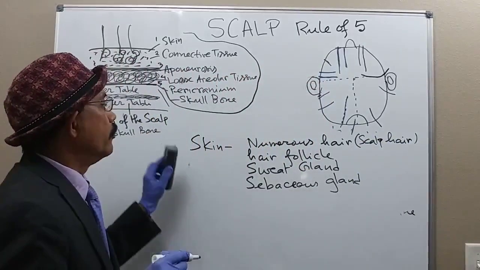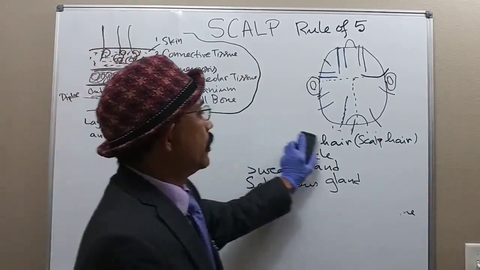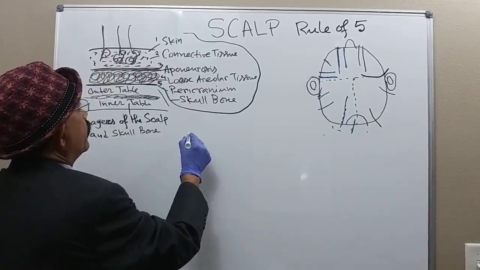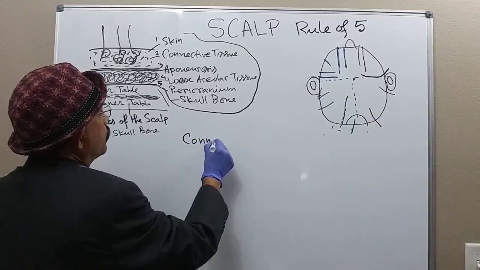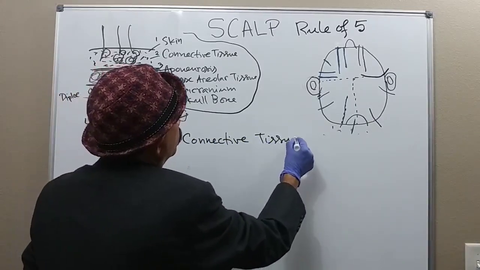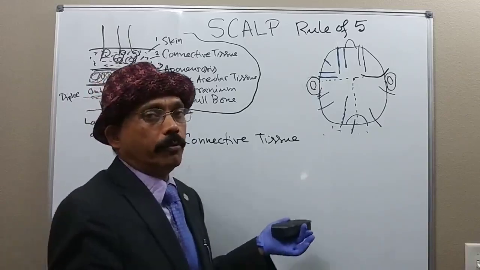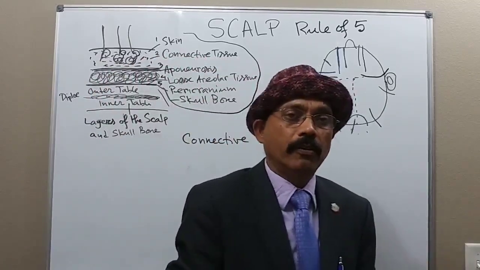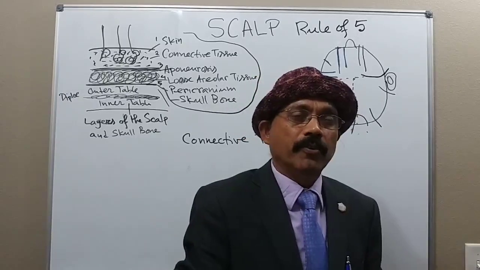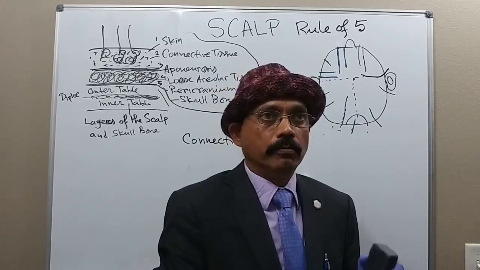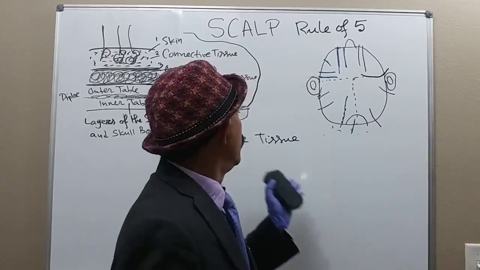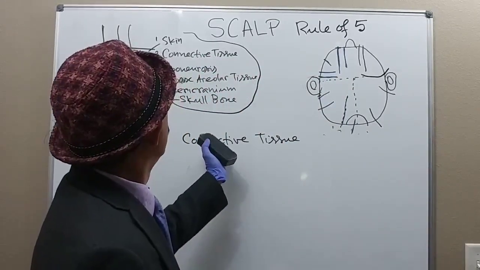Skin. Then we get the connective tissue, the second layer. Connective tissue is composed mostly of collagen fibers, and it is very vascular. A lot of connective tissue fiber is present in the connective tissue layer.